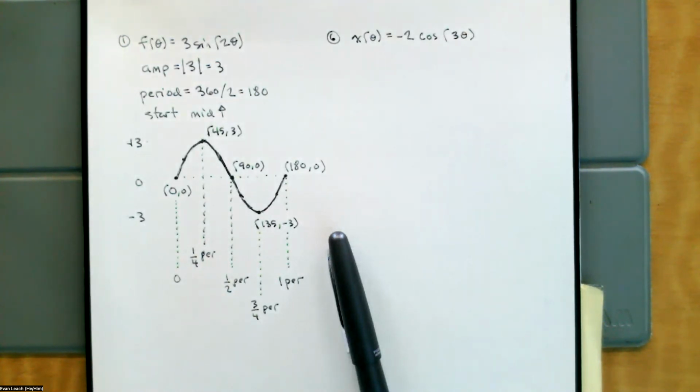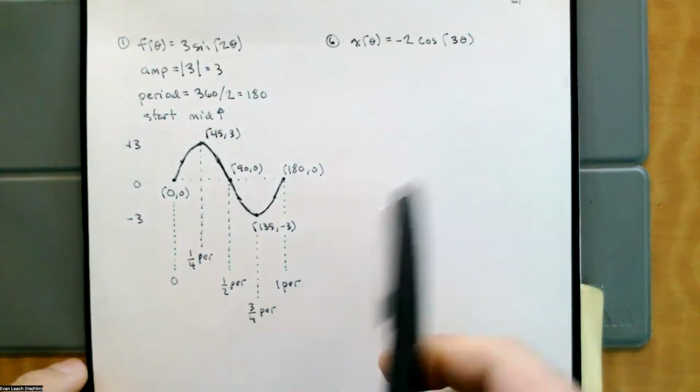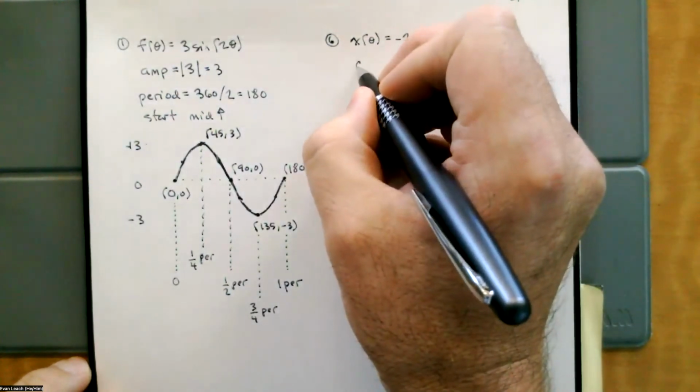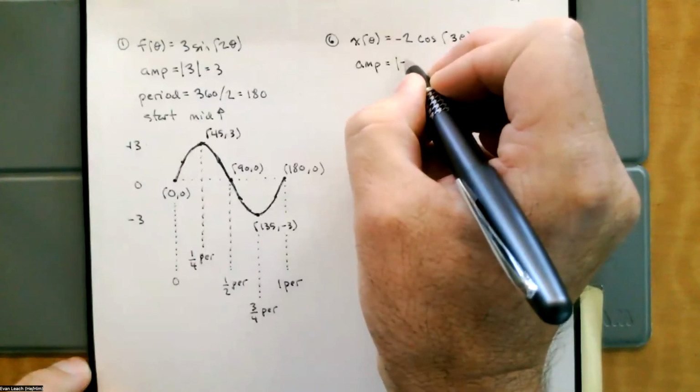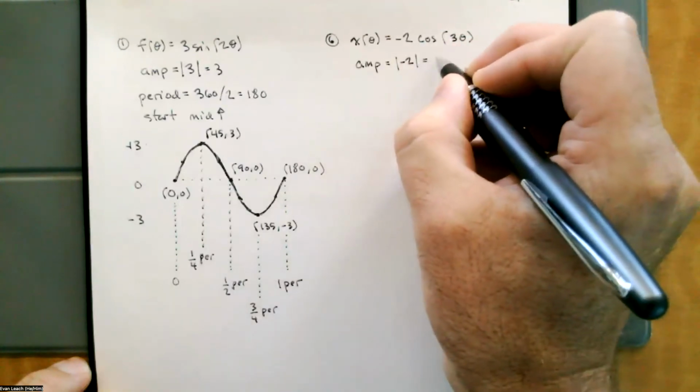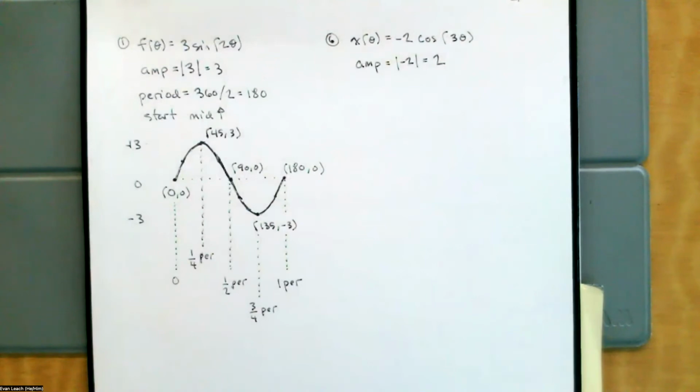Anyway. All right, I want to jump to problem number 6. I have x of theta is -2 cosine of 3 theta. So what's our amplitude in this case? 2. We take the absolute value of this coefficient. Don't worry about the negative. Amplitude is a distance. I just want the number part. That's what absolute value does. Just give me the number part.